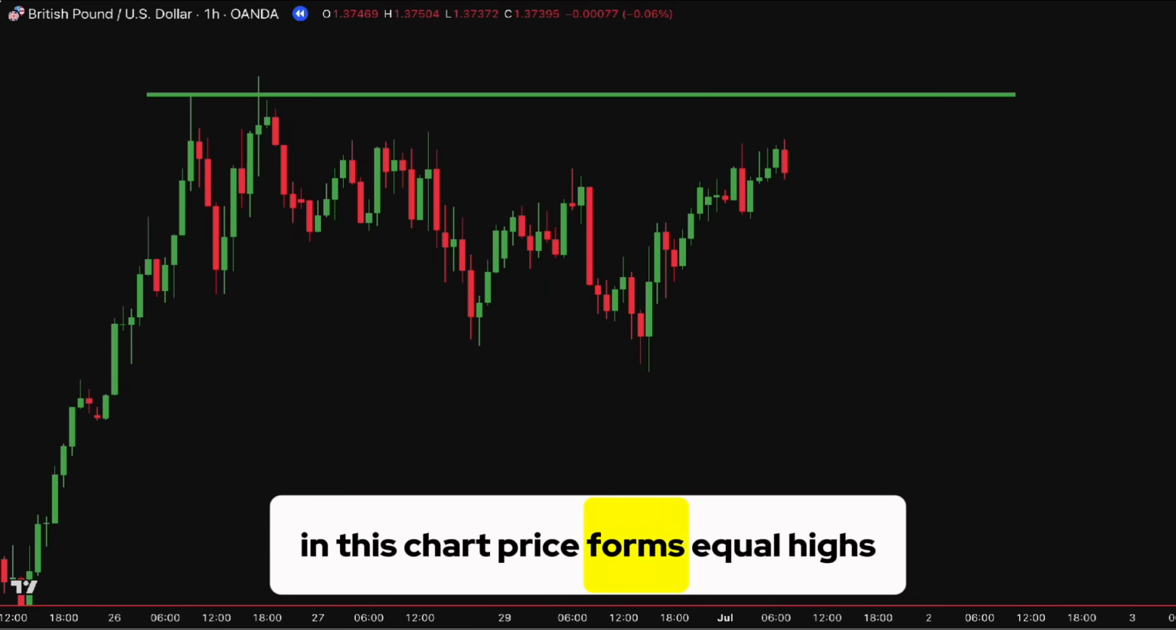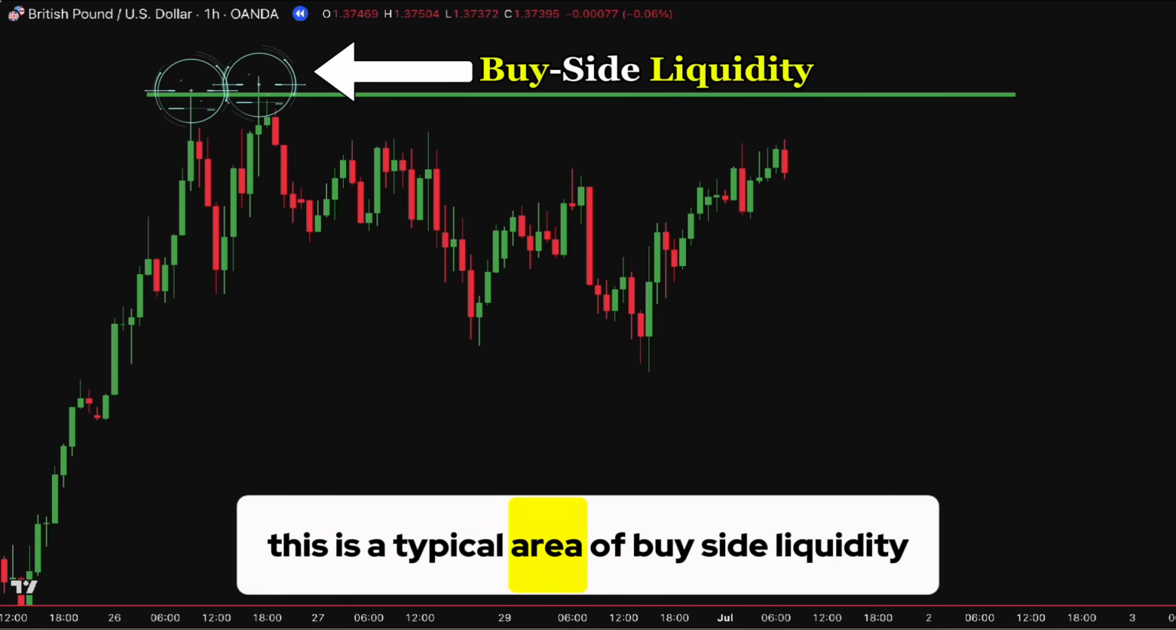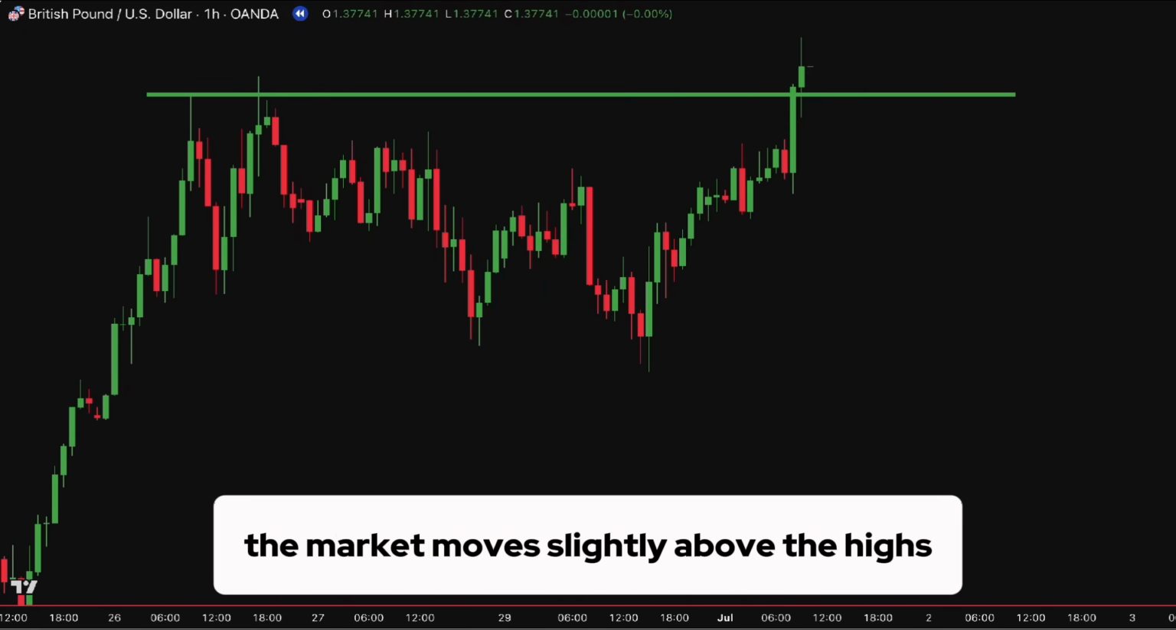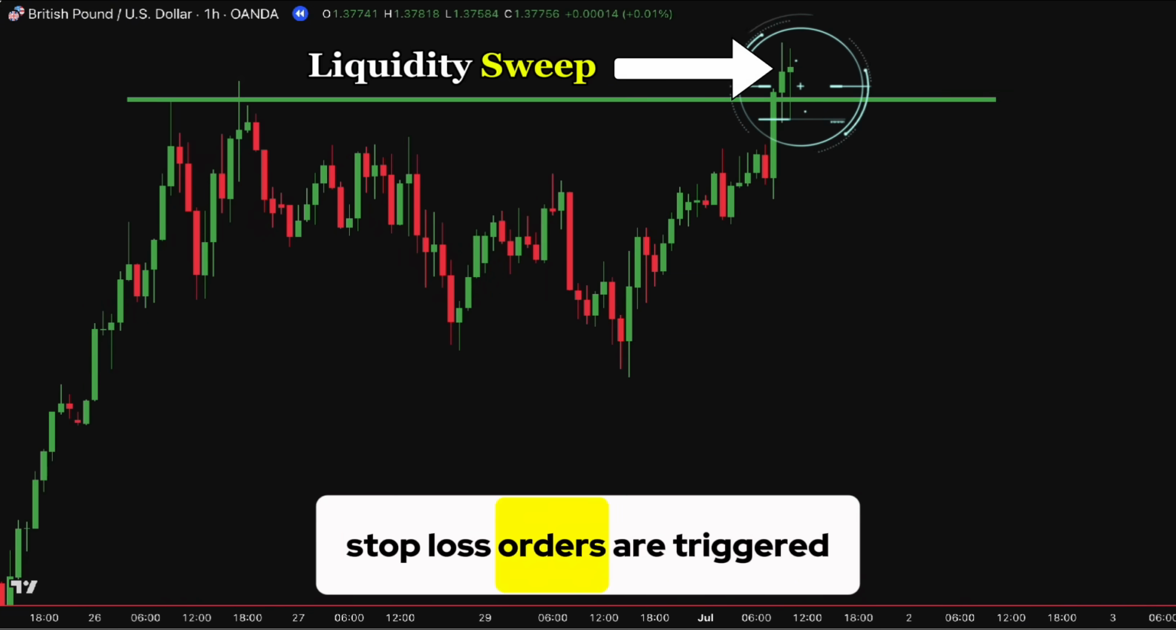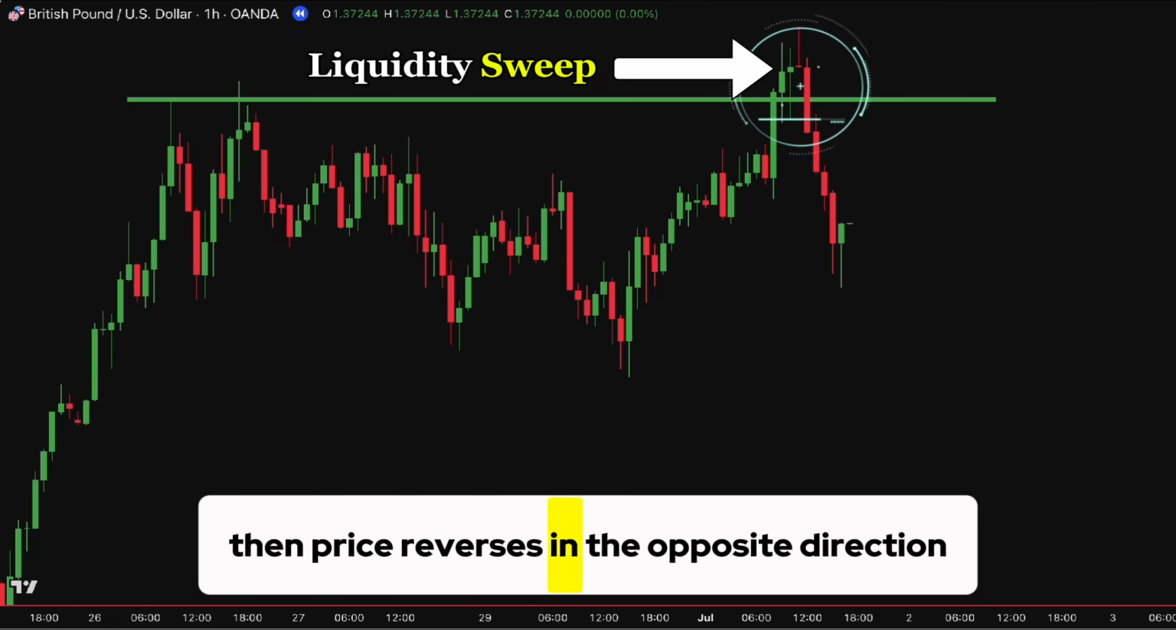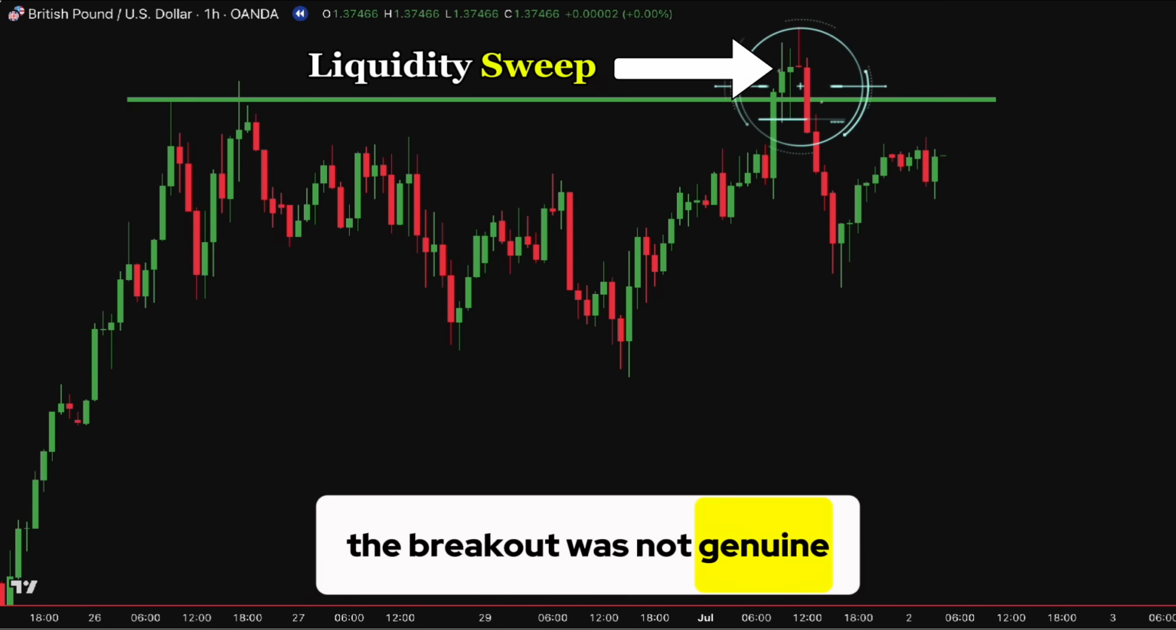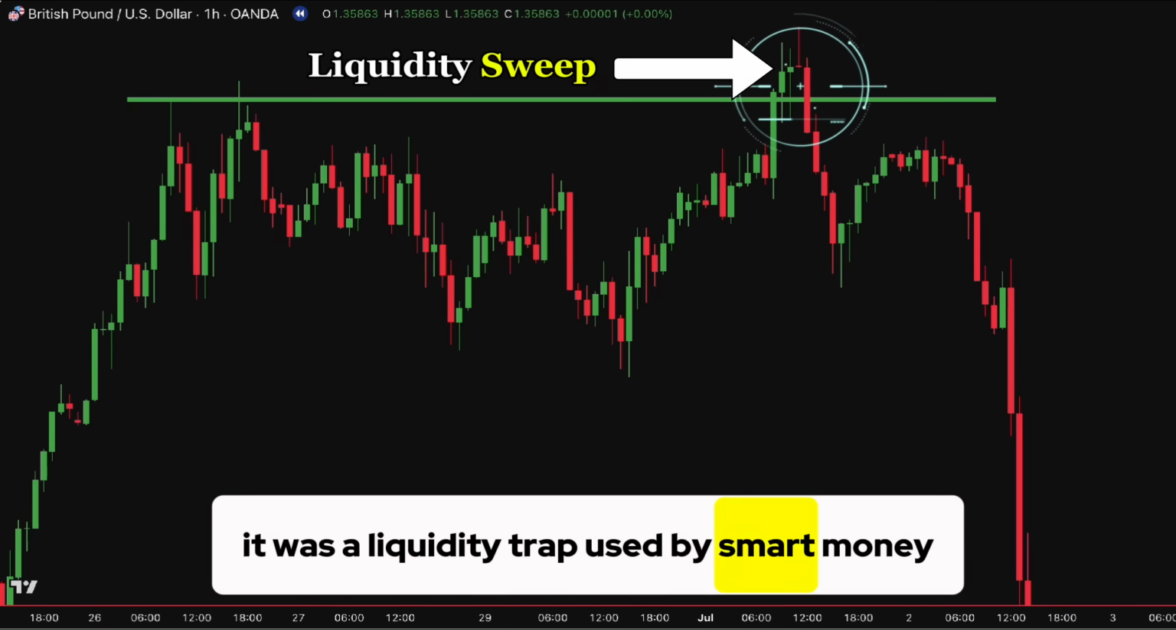In this chart, price forms equal highs. This is a typical area of buy-side liquidity. The market moves slightly above the highs, stop-loss orders are triggered, then price reverses in the opposite direction. The breakout was not genuine. It was a liquidity trap used by smart money.